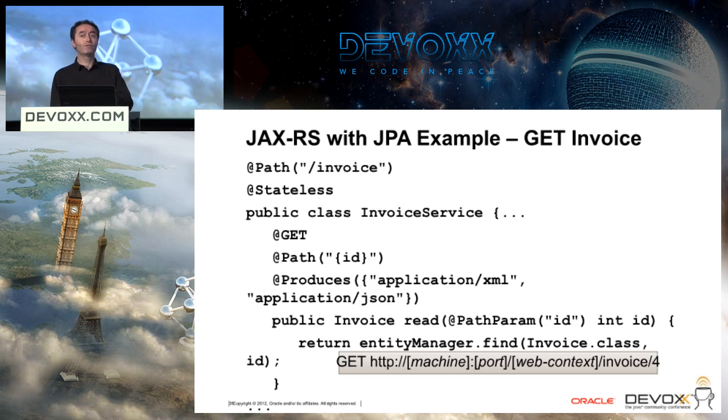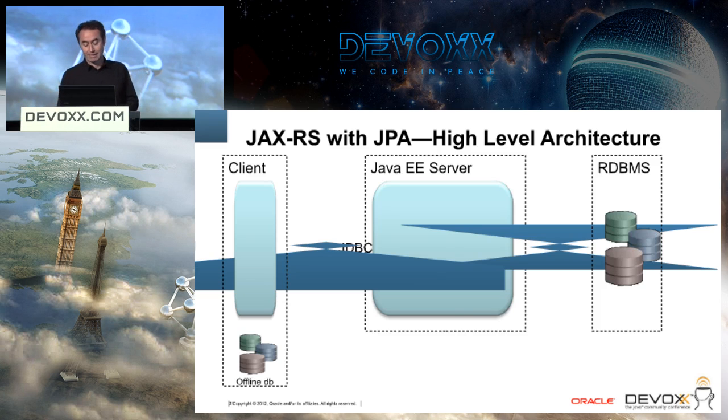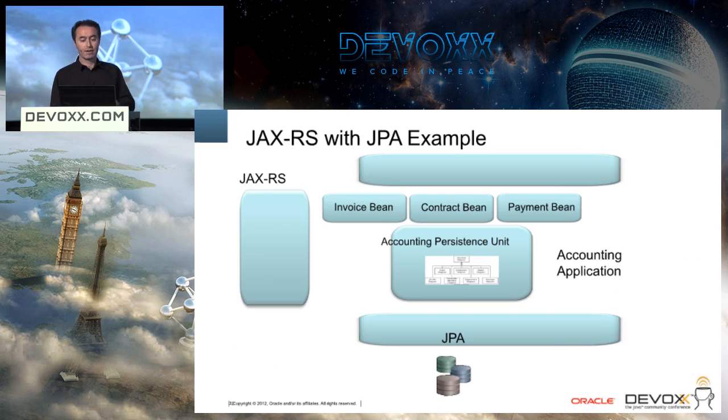So that's what you have to do if you want to take JPA classes and expose them. This is what you have to do, basically. And you have to do this a lot, it turns out. So at the high level, this is what you have, right? Clients talking to the server, and the server to JDBC. So we're going to drill down into the server right now.